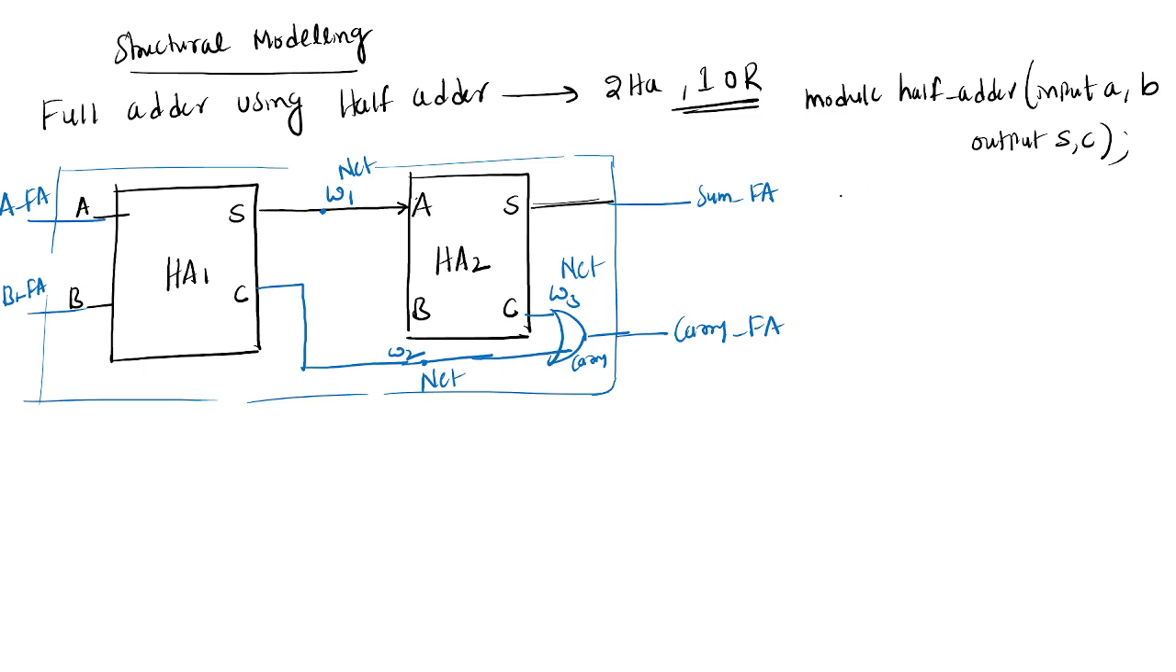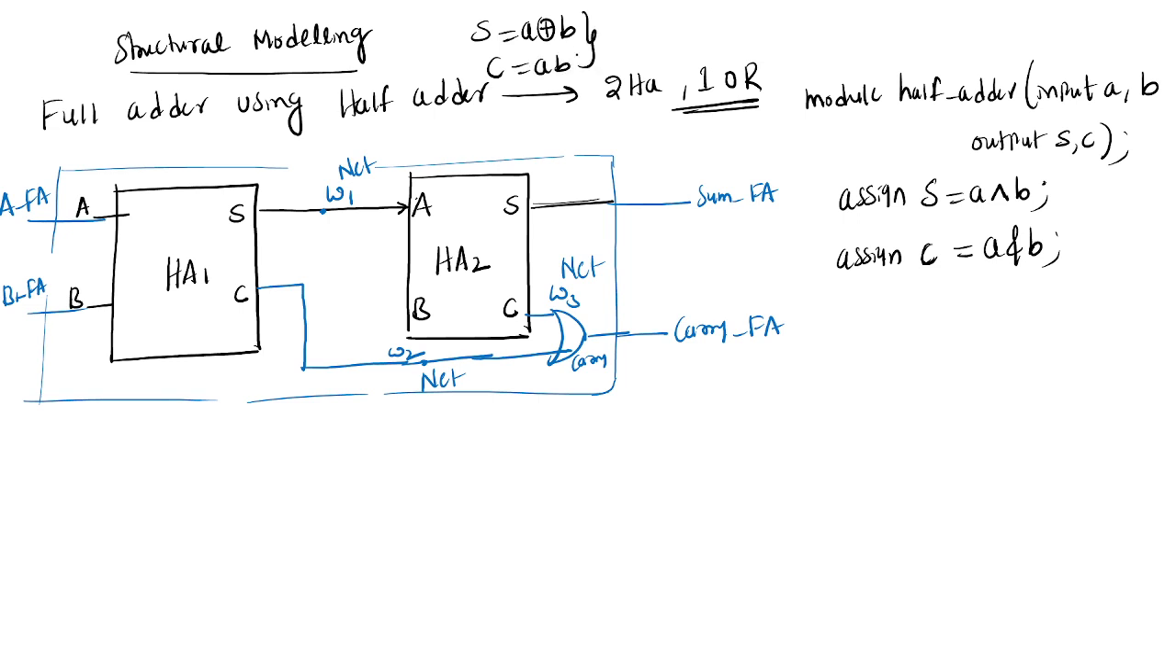I'm using data flow modeling, that is, I need to use a continuous assignment statement. Assign S equal to A XOR B. This is nothing but the bitwise XOR operator; these operators we will discuss separately. Assign C equal to A and B. We know that for the half adder circuit, sum equals A XOR B and carry equals AB, which we have seen in digital. Then end module.